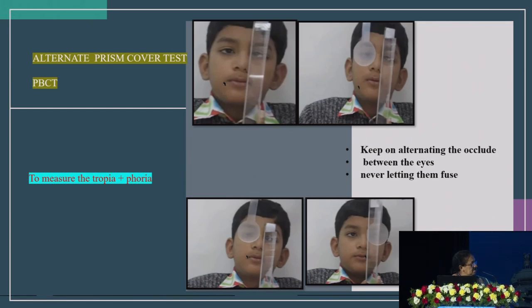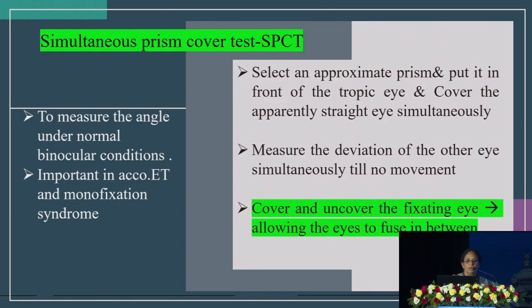Increase the prisms and do the cover in between, and make sure that the deviation is fully corrected, and that will give the amount of deviation. This is called a PBCT, alternate prism and cover test. The alternate prism cover test gives you the total deviation, whereas the simultaneous prism cover test, where you put the cover and the prism simultaneously, will give you the manifest deviation. The simultaneous prism cover is important in accommodative esotropias, where you want to see only the manifest deviation.